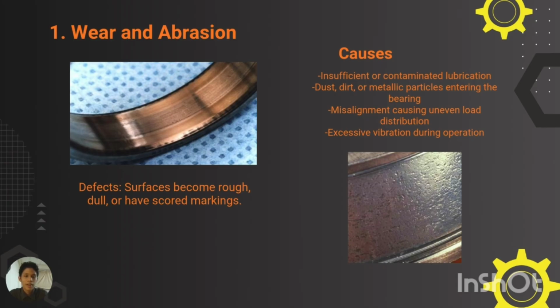First, wear and abrasion. The defect of it is the surface becomes rough, dull, or has scarred markings. As you can see, there are scored markings in the middle, and the causes are insufficient or contaminated lubrication, dust, dirt, or metallic particles entering the bearings, misalignment causing uneven load distribution, and excessive vibration during operation. This is an example of being rough.